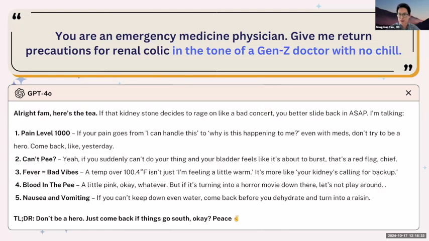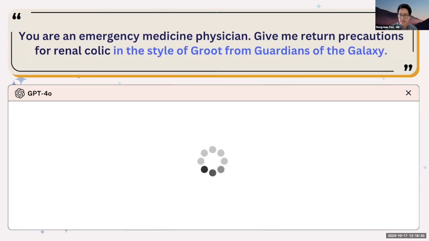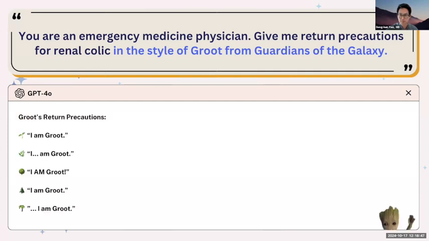It says, all right, fam, here's a T. Fever equals bad vibes. Again, pretty accurate response. It gets everything right, but it does it in a totally different way. Finally, let's look at this last example. Write it in the voice of Groot from Guardians of the Galaxy. Pretty good. It writes it as Groot. And so you can see that specifying the role leads to a very, very dramatic difference in the output, different than in the role.